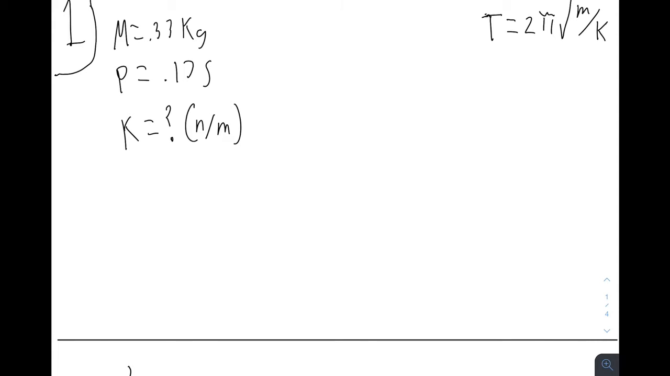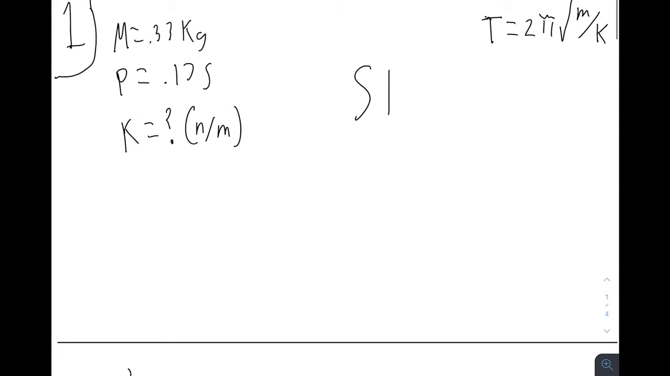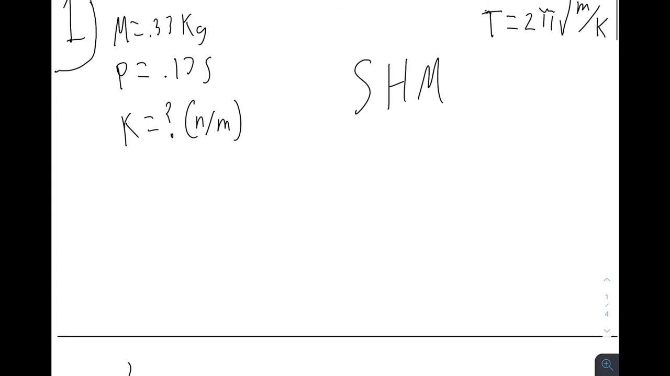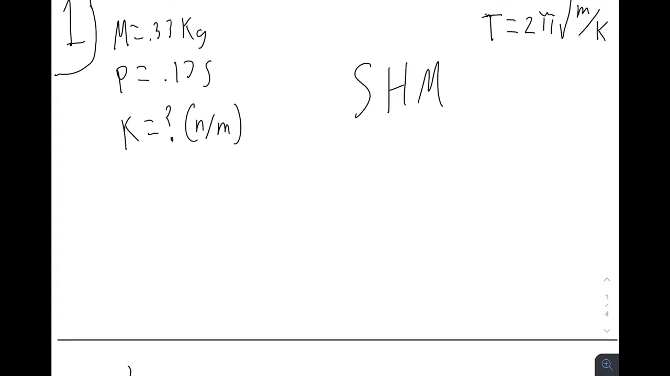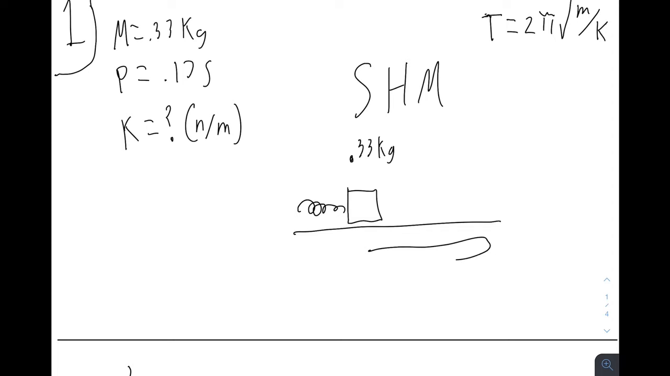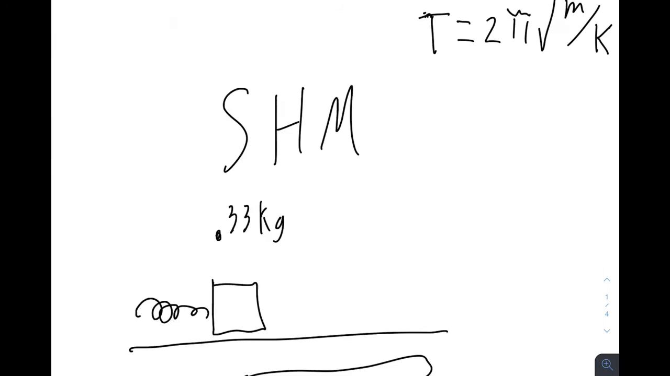Hello, today I wanted to go over just a few practice problems over simple harmonic motion. In this first problem, let's say we have a spring system oscillating back and forth on a frictionless table. We know the mass of the block is 0.33 kilograms. We know the period of oscillation is 0.17 seconds, and we're trying to find the k value.